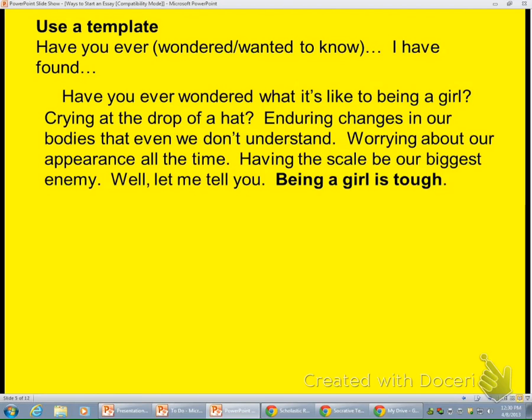Starting off with the topic of my thesis. So my topic is all about being a girl. Crying at the drop of a hat, enduring changes in our body that even we don't understand, worrying about our appearances all the time, having the scale be our biggest enemy. Well, let me tell you, being a girl is tough. So you can start off with a question, but I added additional details that relate to that topic. All right, so it's not just starting off with a series of questions.